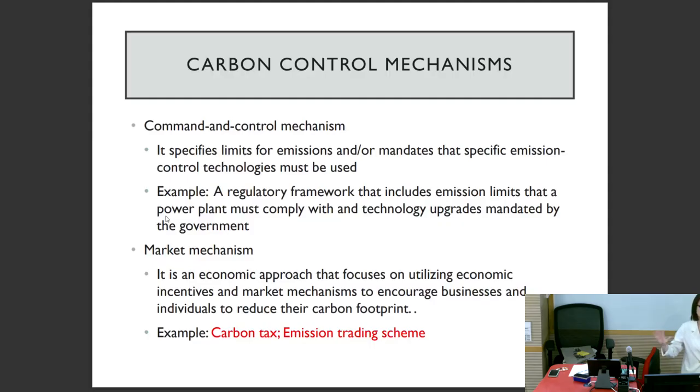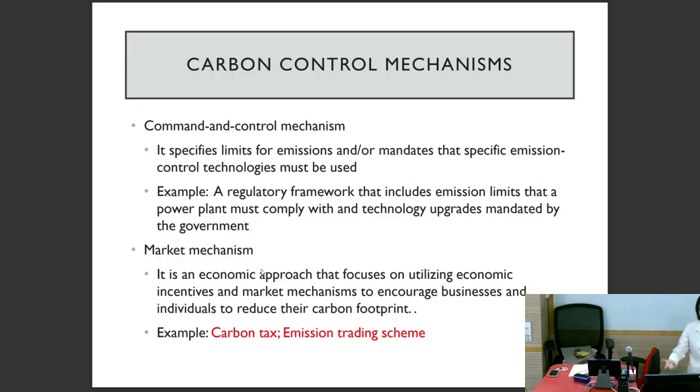Regulation, no choice, everyone must follow, like a one-size-fits-all. Every company, no matter what type of business or what kind of technology, you must reduce the emissions to a certain standard, otherwise you will offend the law. So this is command and control, regulation, no choice.